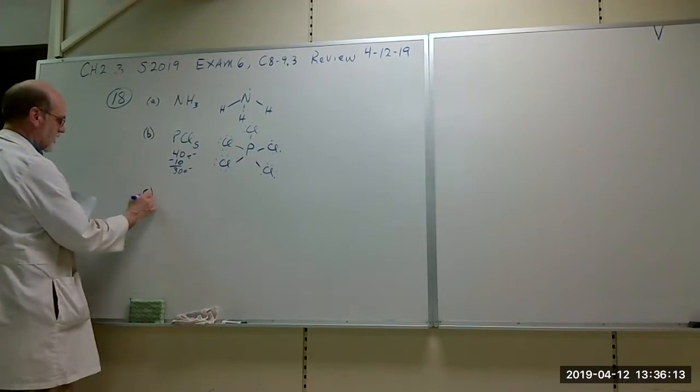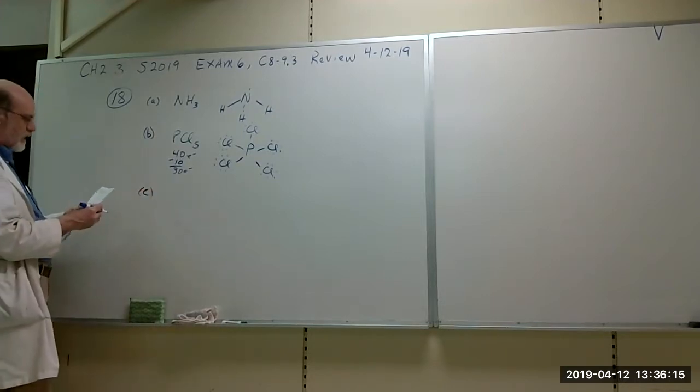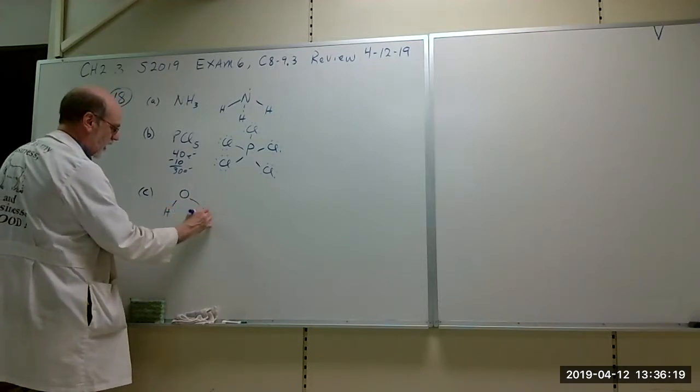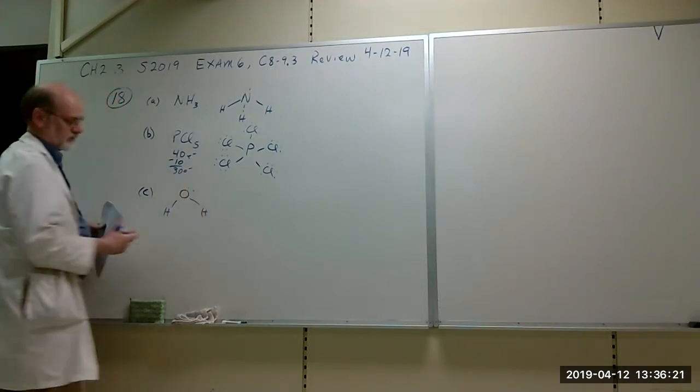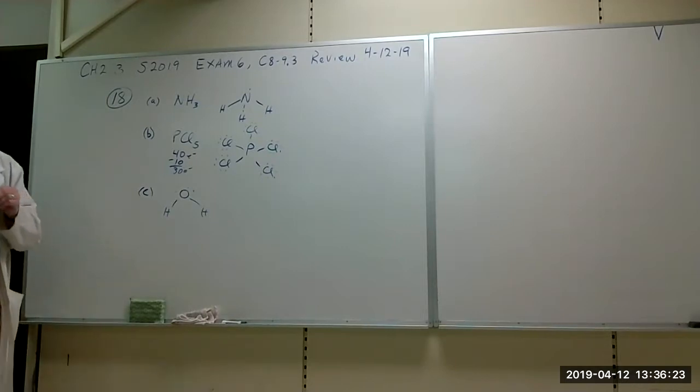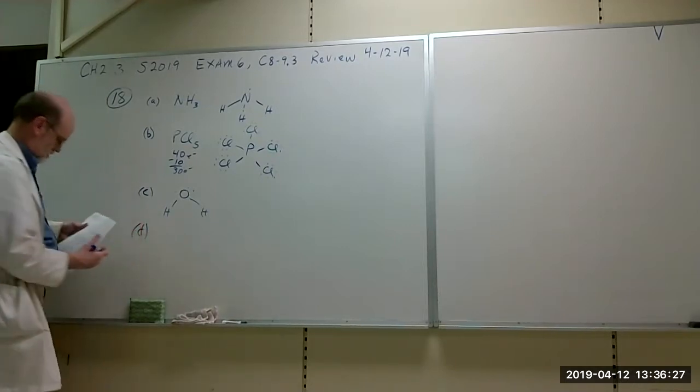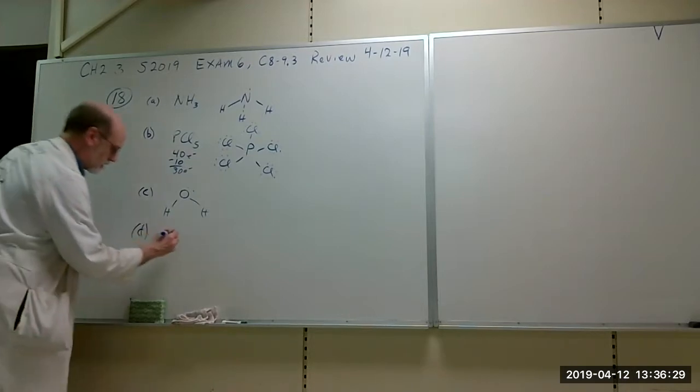How about C? Oh, that's water. All right, so we know water's like this, and it only has one possible structure. Right, can't draw any differently than that. How about T? Ozone.